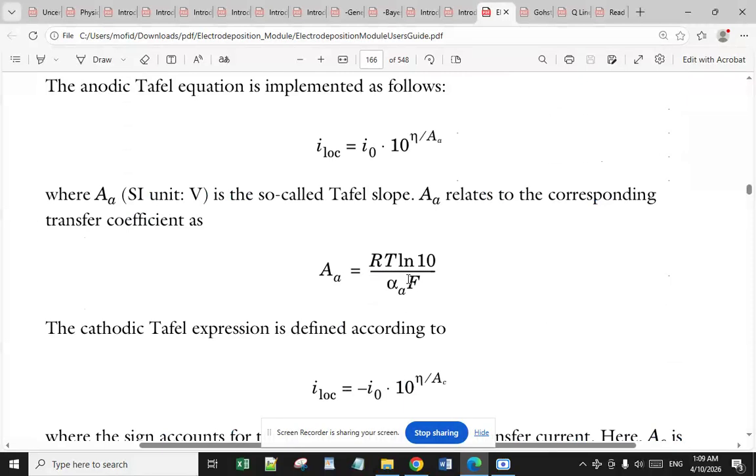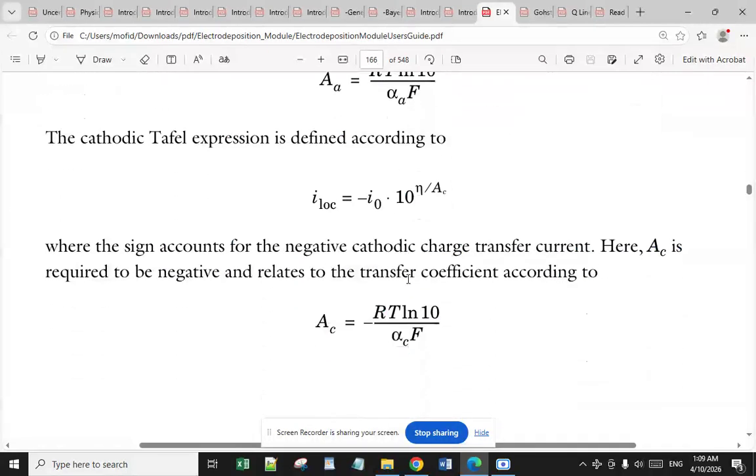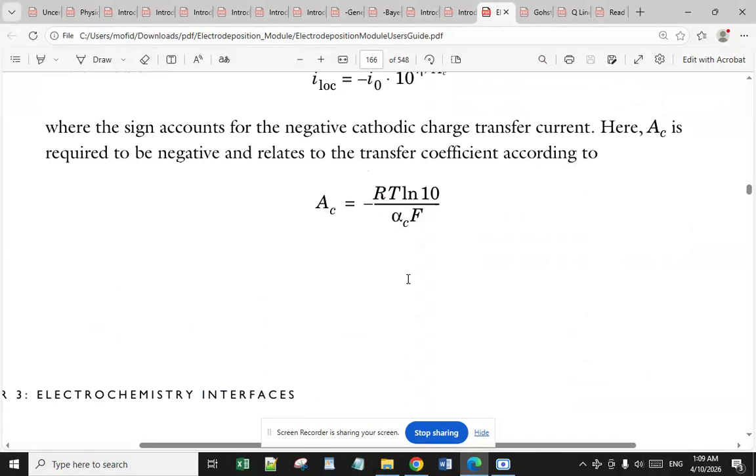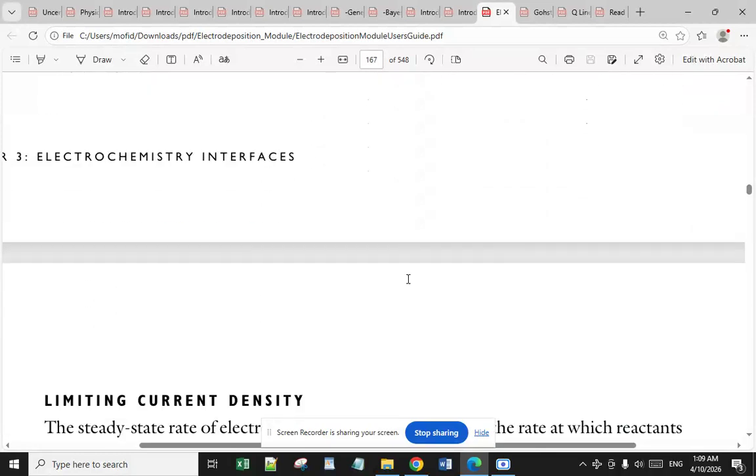The so-called Tafel slope A relates to the corresponding transfer coefficient as follows. And the cathodic Tafel expression is defined according to the blue formula, where the sign accounts for the negative cathodic charge transfer current. Here i C is required to be negative and the Tafel slope relates to the transfer coefficient according to A C equal to minus RT ln 10 divided by alpha C times Faraday.